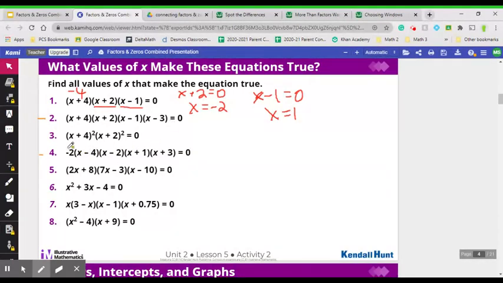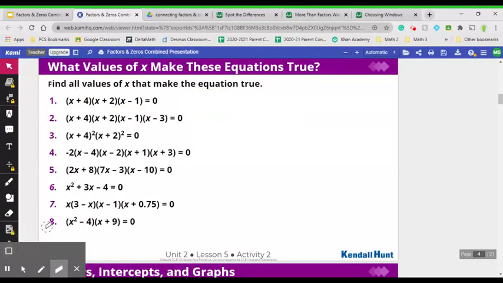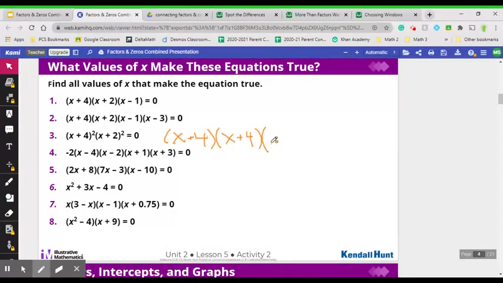Some other ones we want to point out is number 3. We have parentheses that have been squared here. We've talked about parentheses in general before, in that when you have a parentheses squared, just remember that x plus 4 parentheses squared means that you're doing x plus 4 times itself. So we have that times another x plus 4. And then you have 2x plus 2's.